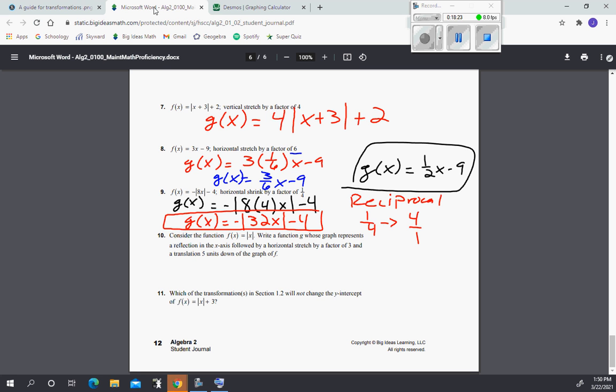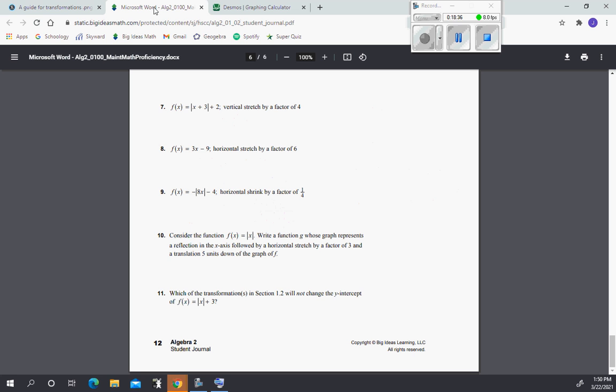Number 10, consider the function f of x equals the absolute value of x. Write a function g whose graph represents a reflection in the x-axis followed by a horizontal stretch. Okay, so this is multiple steps. I'm going to erase this, give us some more room. We're going to write a function g, so let's start with that. Our new function is going to be g of x.